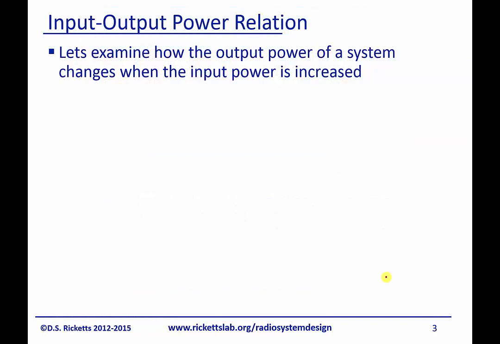All right, let's examine first the input-output power relationship of a system. Before we talk about this, I just want to go over what an amplifier looks like in a dB plot. So let's assume I have an amplifier with a gain G. If I put X in dB, I would get X out plus G. Now we're assuming here that G is in dB and X is in dBm.